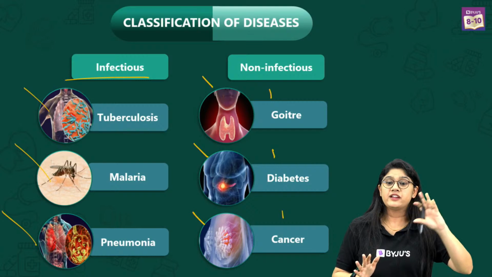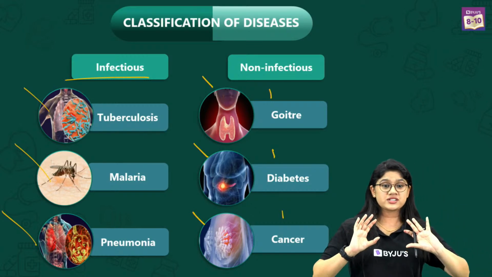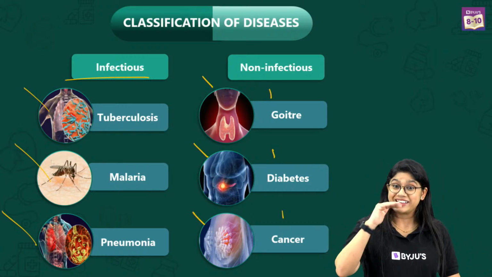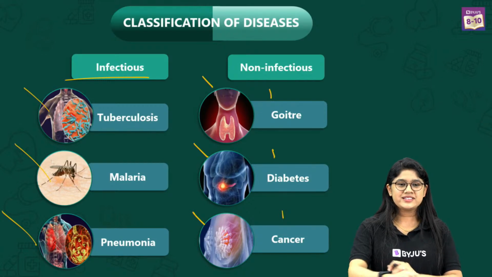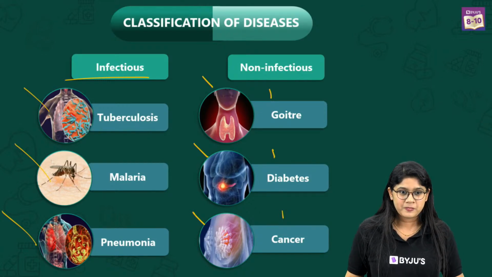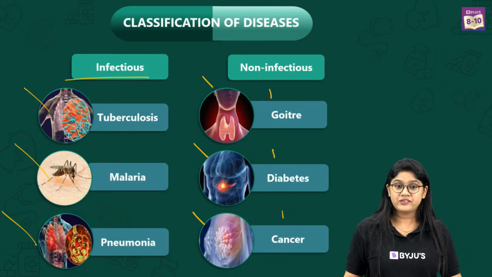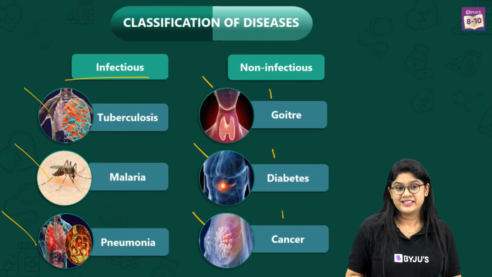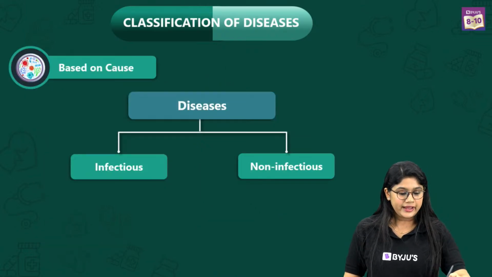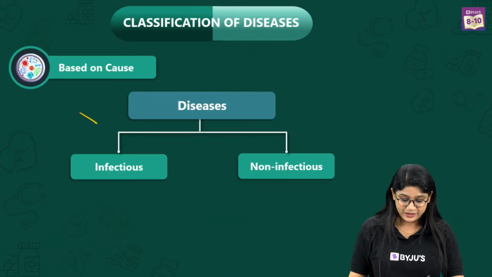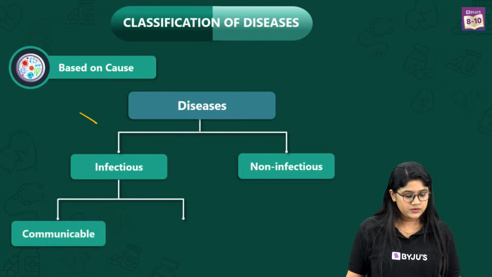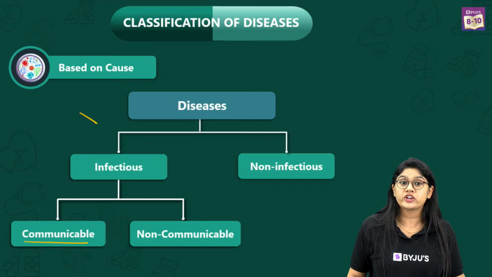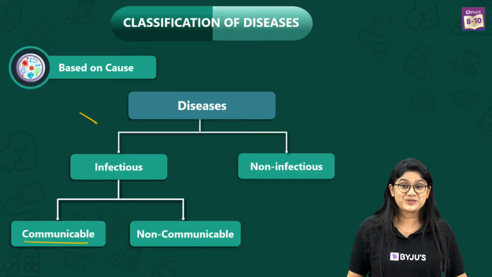So we have these two things. Are we clear with the infectious and the non-infectious diseases? I will be talking to you again and again because this is really important. Awesome. Now moving ahead, we can further differentiate the diseases into two categories: communicable diseases and non-communicable diseases, as you guys were saying.